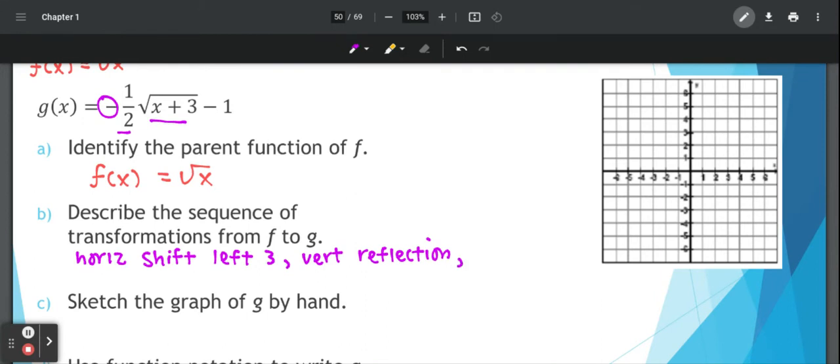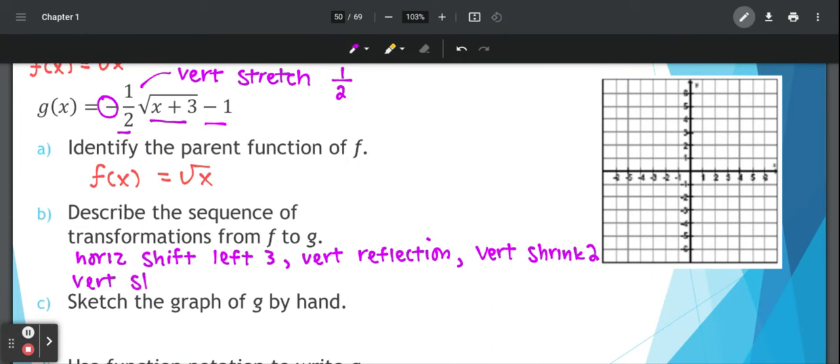We could say this is a vertical stretch of 1/2, but if you're multiplying by 1/2, it might make more sense to say a vertical shrink of 2. And then we have this -1, and then we have a vertical shift down 1. And so now when we sketch the graph, we have to put that all together.